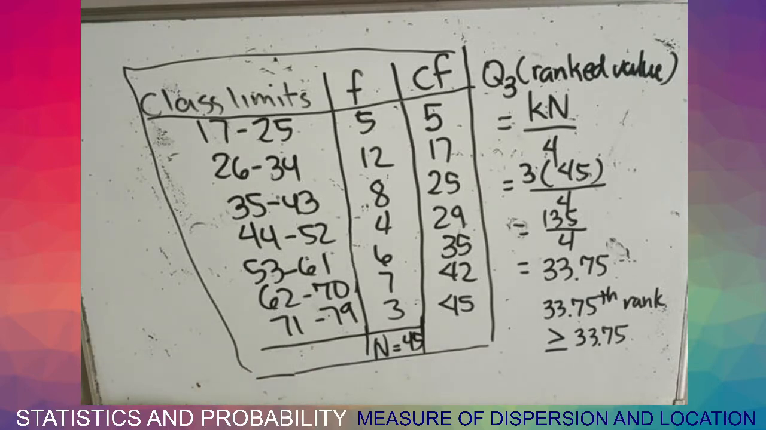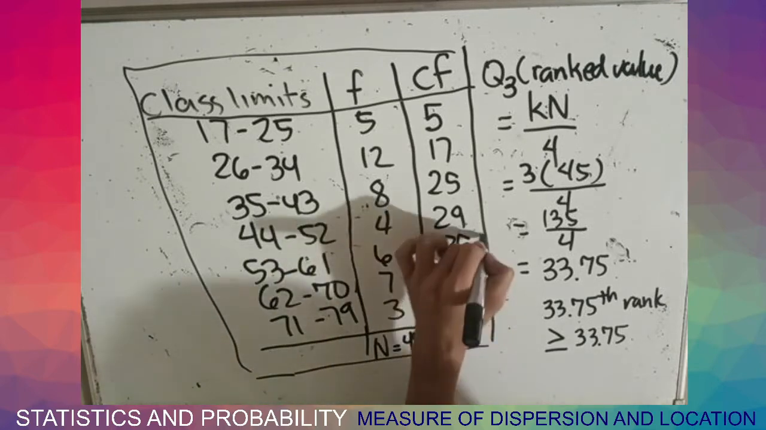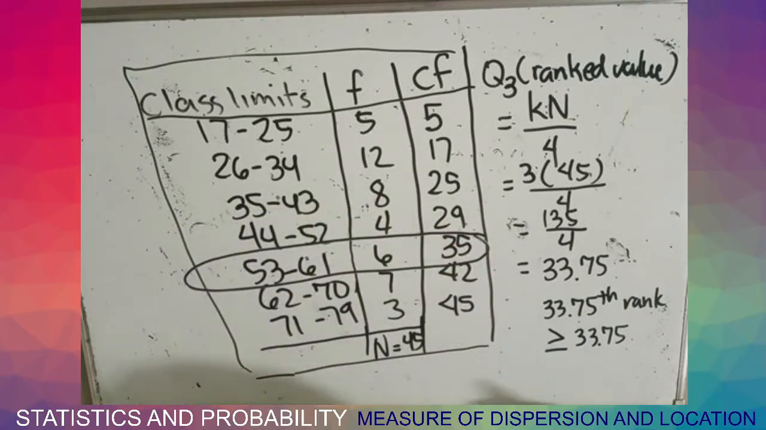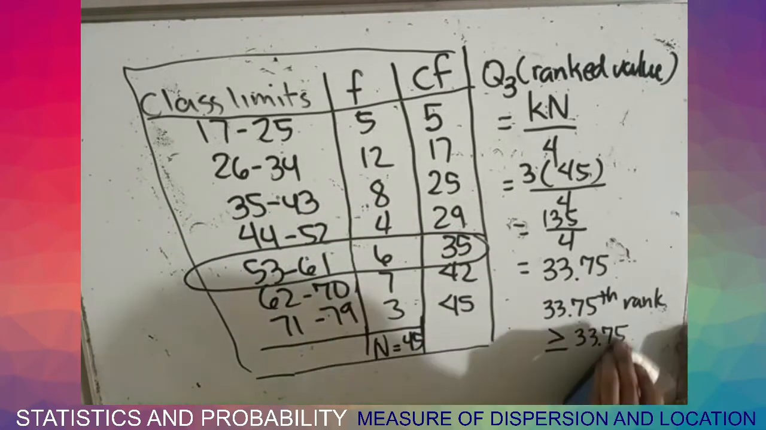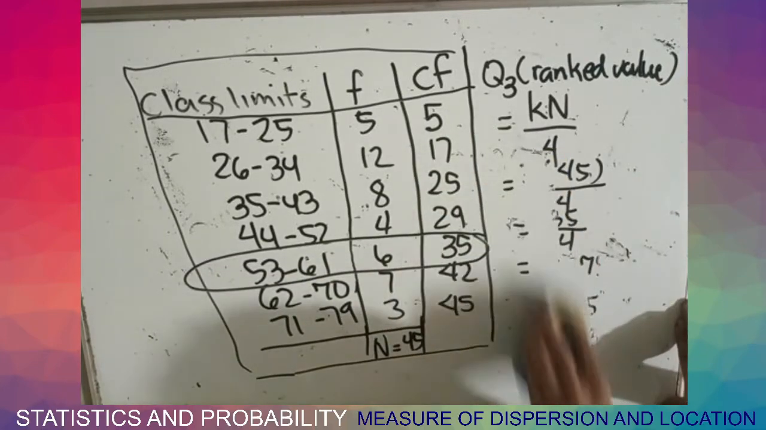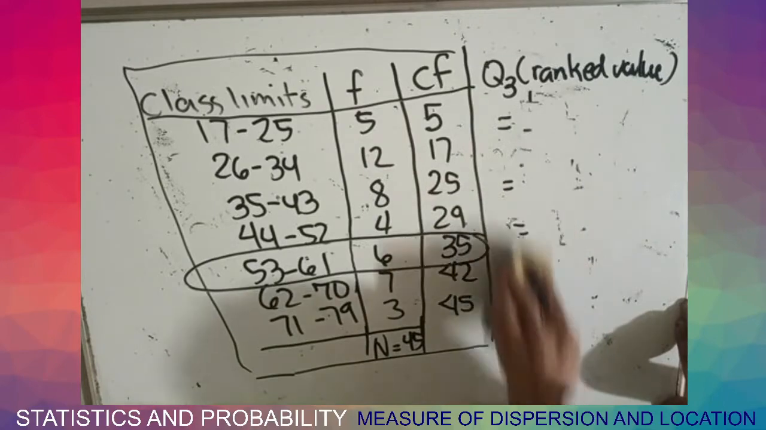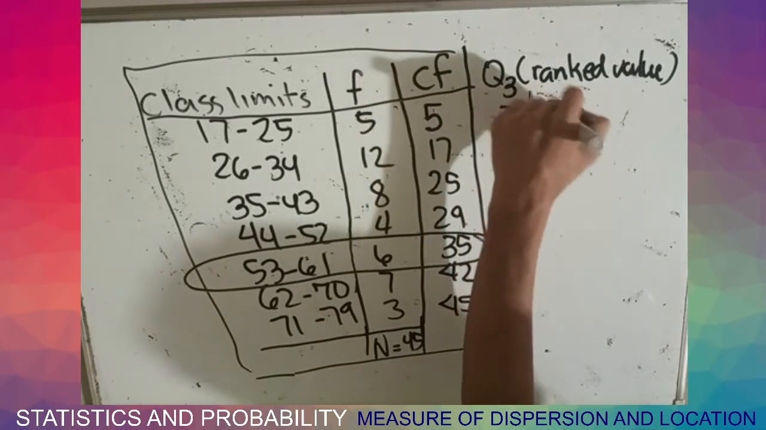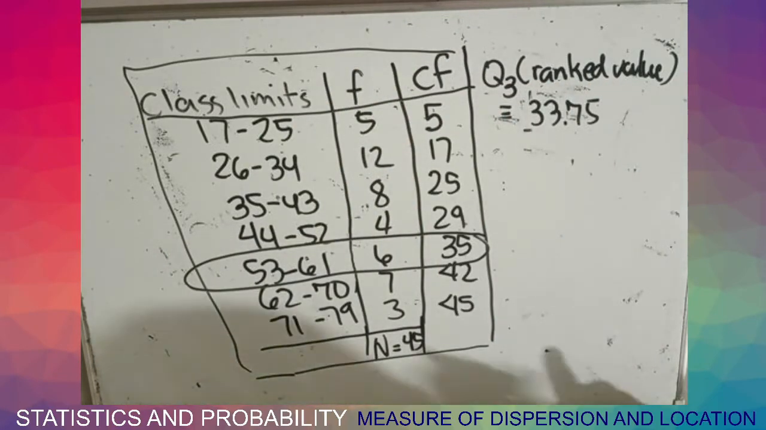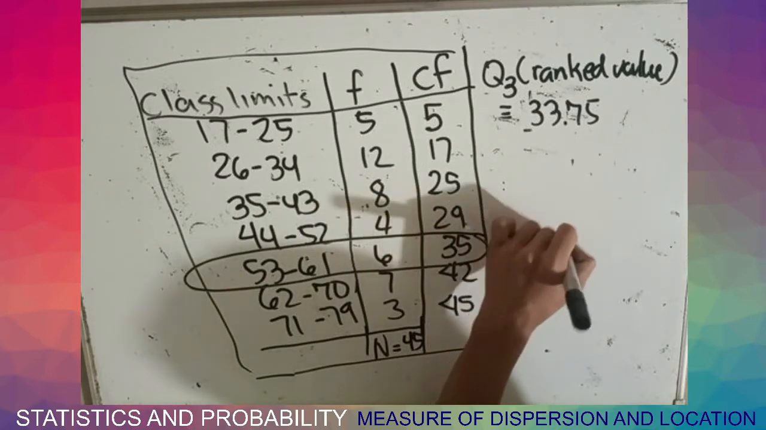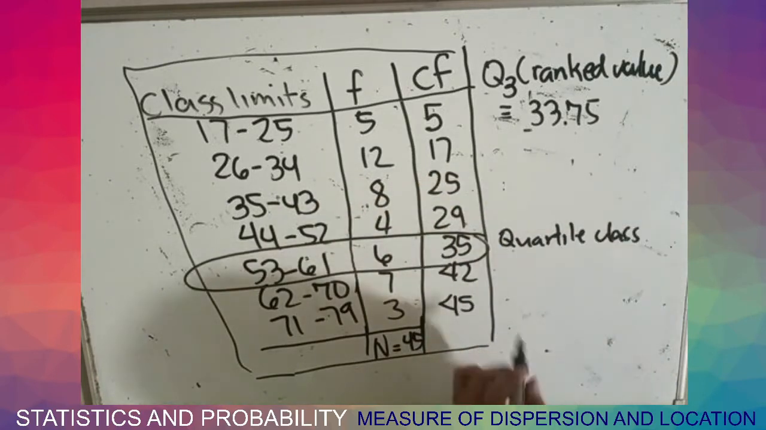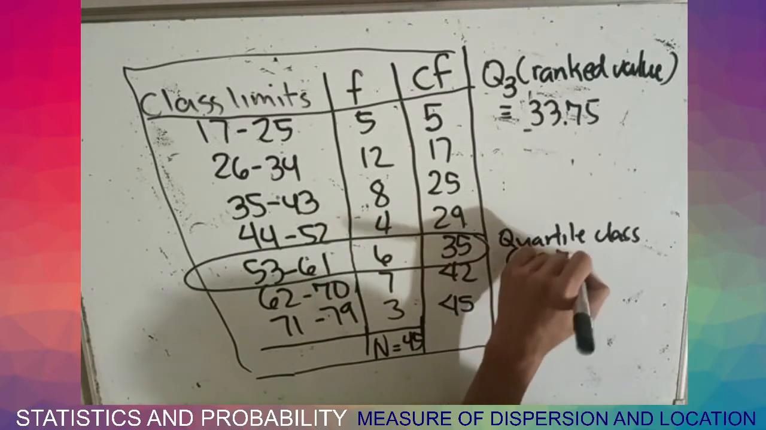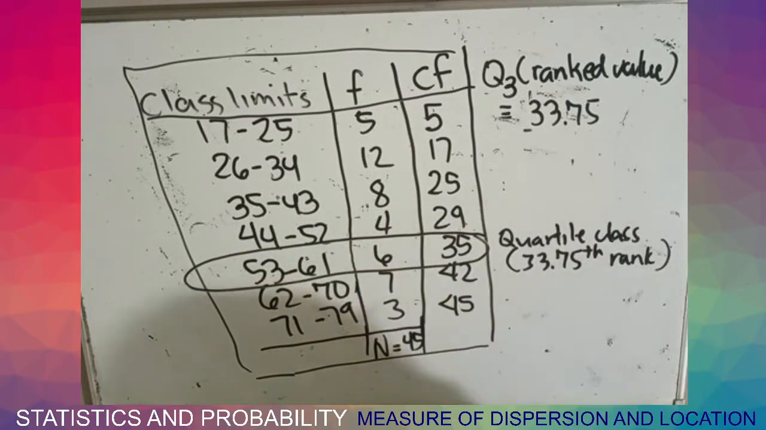So, ano yung pinakamalapit? Okay, so 35. Burahin lang natin ito. Tandaan lang natin yung kanyang value, 33.75. So, ang tawag dito ay si quartile class or si 33.75 rank. Parehas lang naman yun.